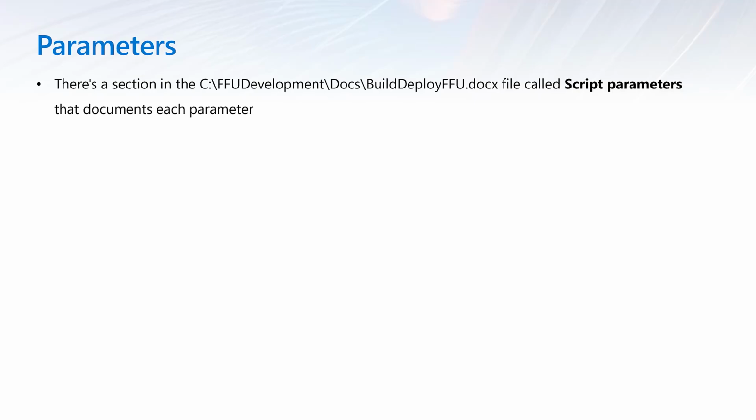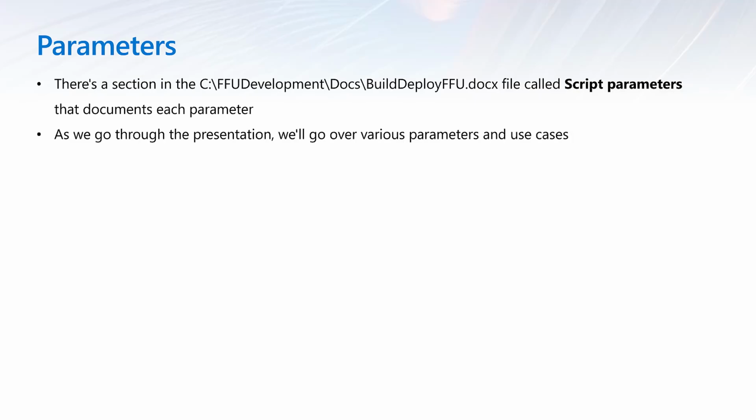Okay, so let's talk about parameters next. Now for parameters, there's a section in the FFU development docs/build deploy FFU.docx file. That's the manual for this whole process. It's fairly long. There's a lot of information in there, but there's a section in there called script parameters, and that documents every single parameter that we use in the process.